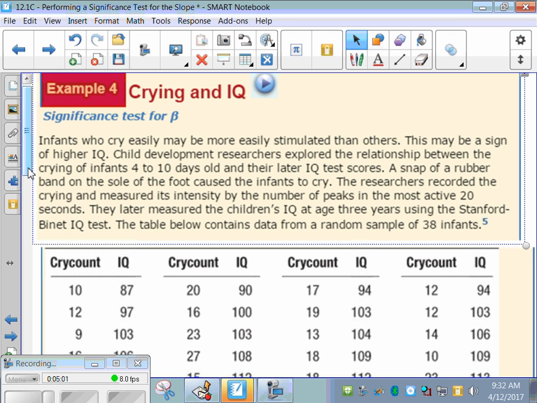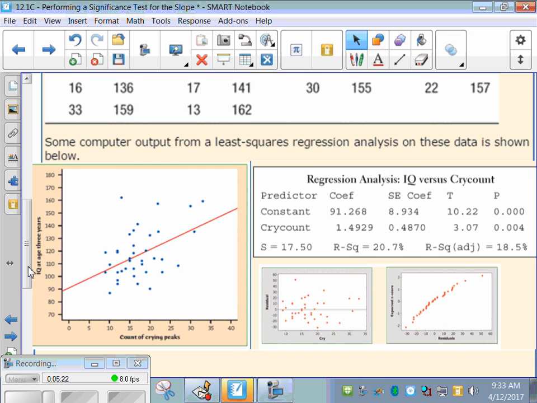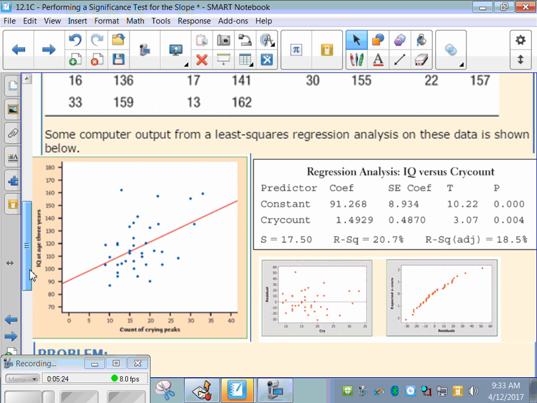Of the peaks in the most active 20 seconds. They later measured the child's IQ at age 3 using the Stanford Binet IQ test. The table below contains data from a sample of 38 infants.